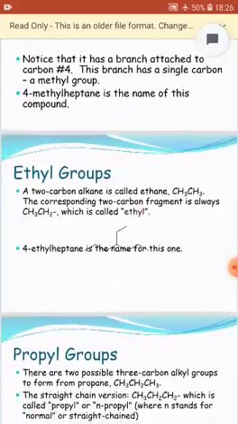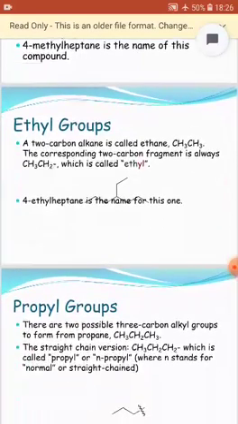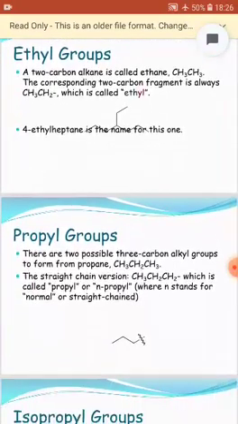Ethyl group. A 2-carbon alkane is called ethane, CH3CH3. This corresponding 2-carbon fragment is always CH3CH2-, which is called ethyl. 4-ethylheptane is the name for this one.